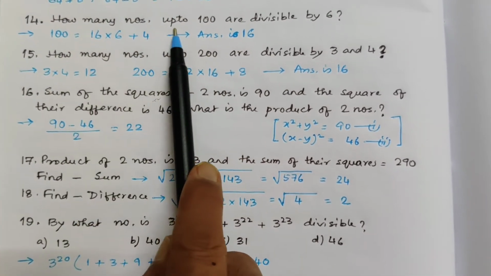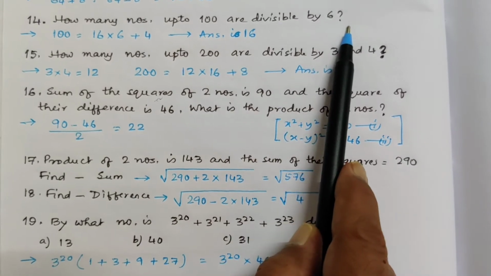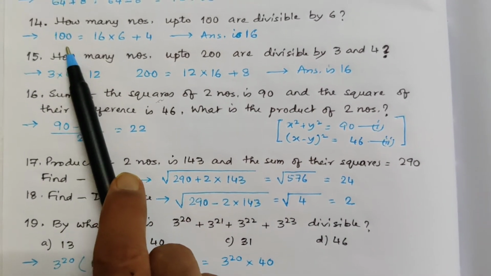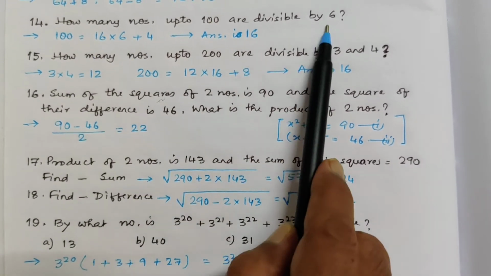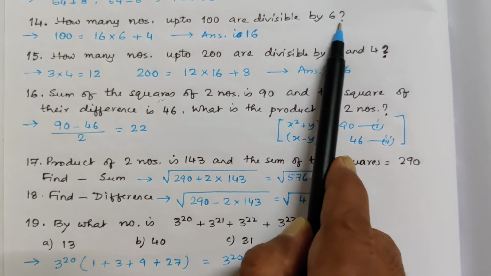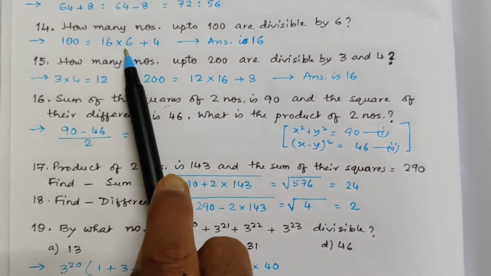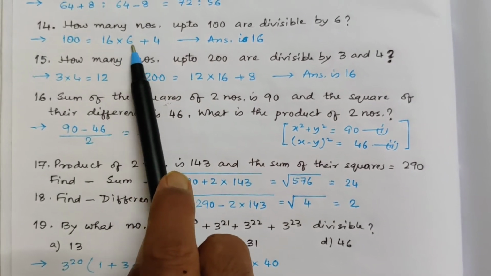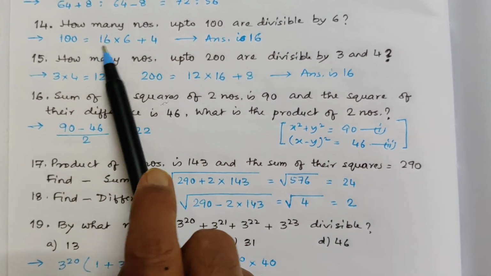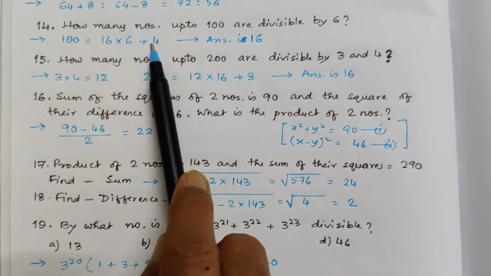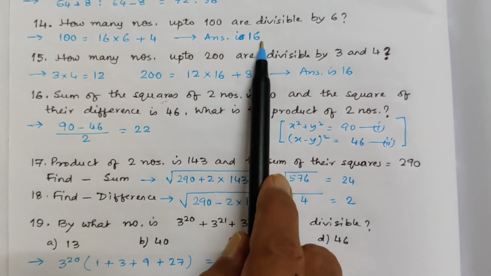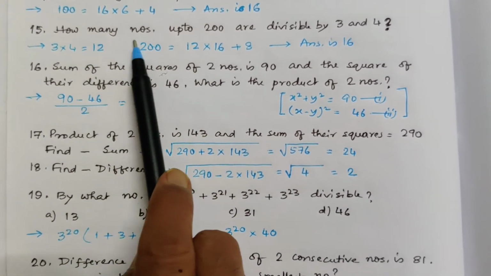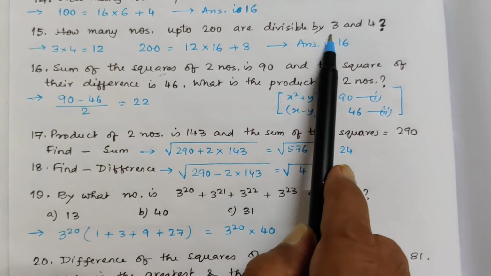Next is how many numbers up to 100 are divisible by 6. So 100, you have to break 100 by 6. So 16 6s are 96. 96 plus 4 makes it 100. That means how many times 6 has gone over here? 16. This is remainder. No need of calculating the remainder. So answer is 16.